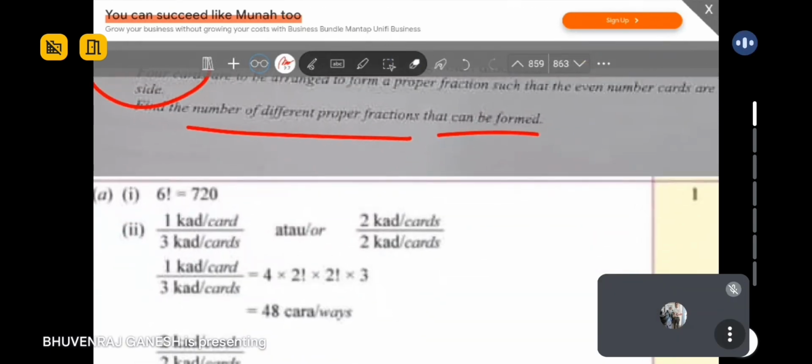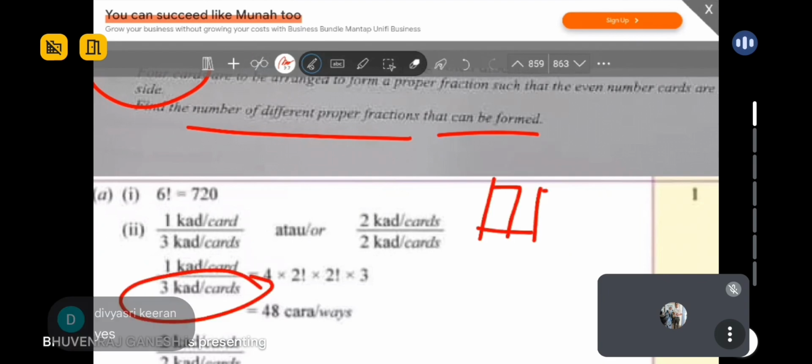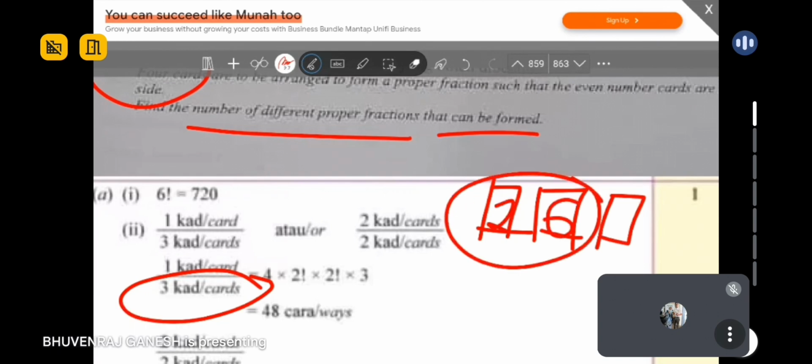Okay, so 2 and 6 bersebelahan. So guys, we can only put them here. Am I right? Kita hanya boleh letak kat bawah. Okay, so guys, 2 and 6 bersebelahan. Can they switch place? Boleh tak mereka tukar tempat?